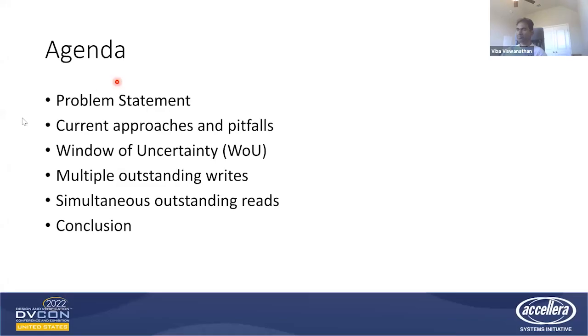The agenda for the presentation is the following. We will start by describing the problem of modeling memory coherency and the current approaches used and their pitfalls. We will introduce the concept of window of uncertainty, or WOU for short, which will allow us to lay the foundation for a different approach to the problem. Then we will describe how the concept of window of uncertainty allows us to model uncertain outcomes in the presence of multiple outstanding writes. We will follow that by tackling the problem of simultaneous outstanding reads and end with a conclusion.